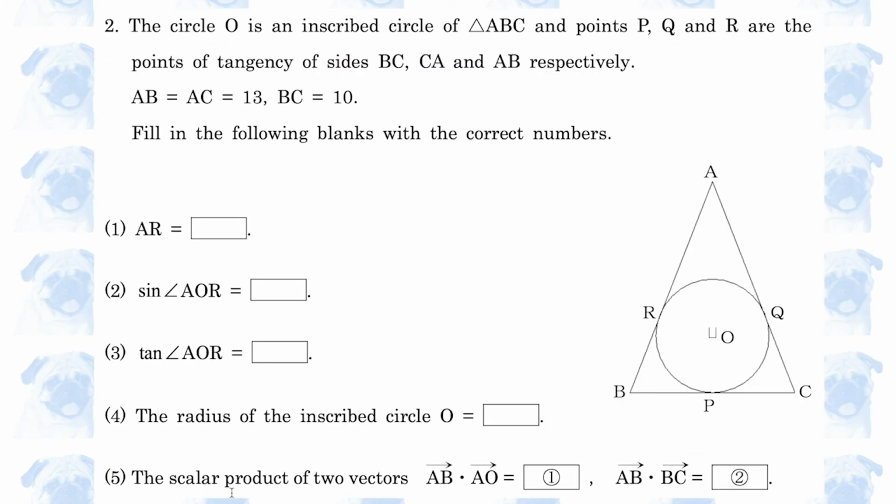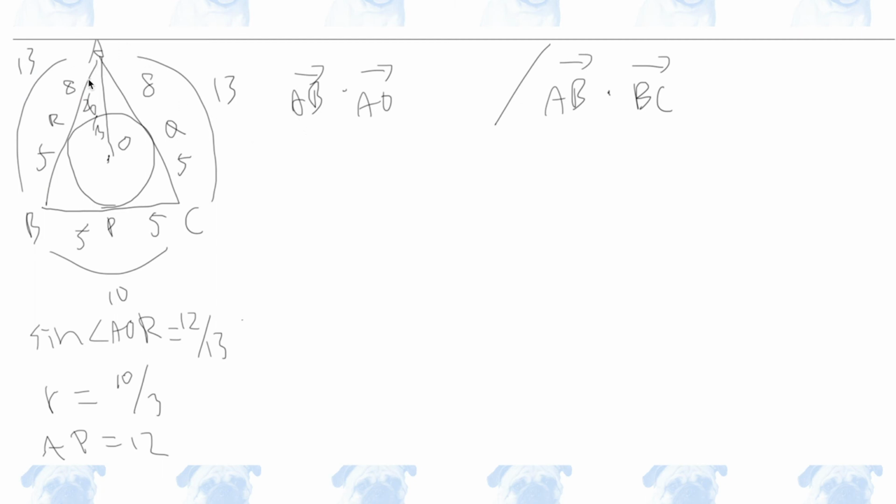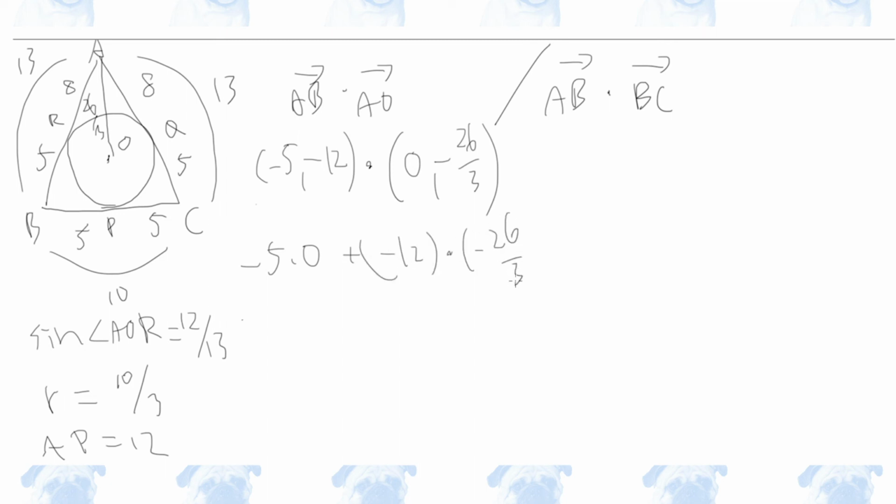Number 5, the scalar product of two vectors, vector AB dot vector AO and vector AB dot vector BC. So vector AB is going from A to B. Let's consider the horizontal movement first. To go from A to B, we have to go 5 units this way, minus 5, and then go down 12 units, minus 12. Dot from A to O, there's no horizontal movement, so 0, and we're going down minus 26 over 3 units. So the dot product will be minus 5 times 0 plus minus 12 times minus 26 over 3, and this is going to be 0 and plus 104.